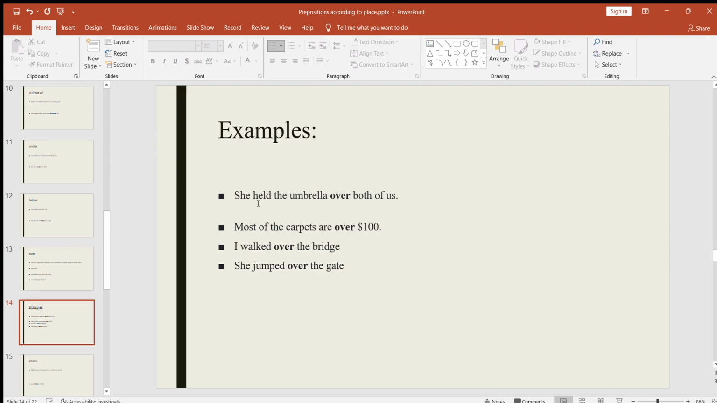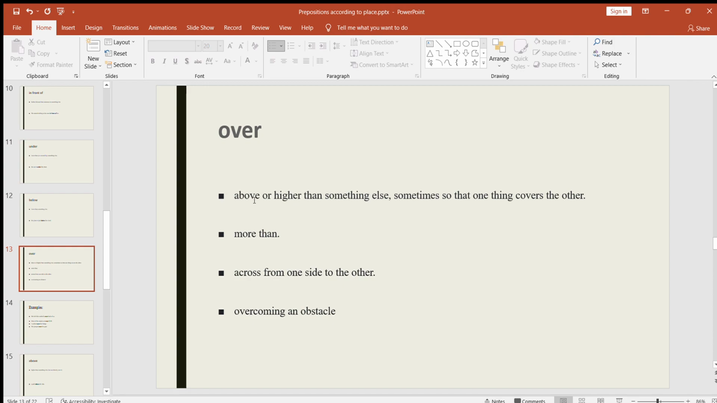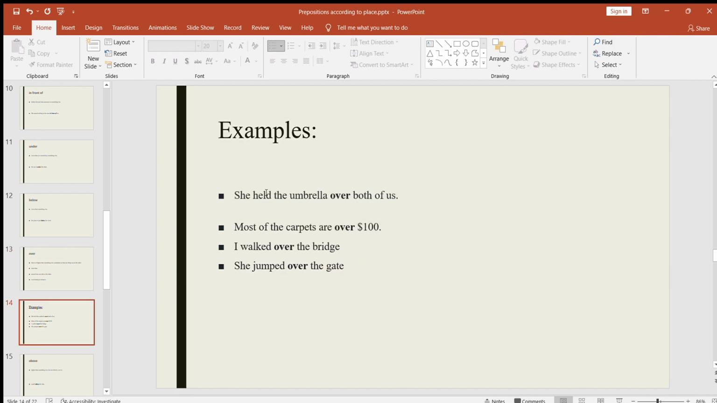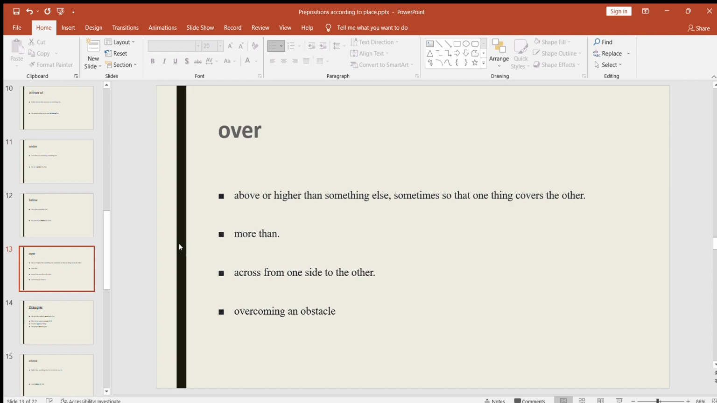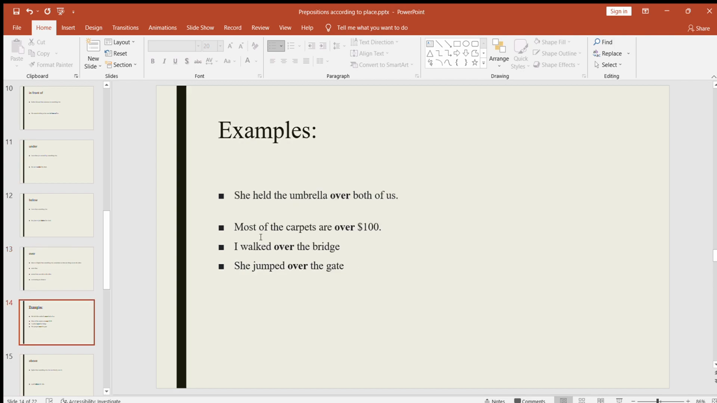She held the umbrella over both of us. Here we say above or higher than something else, sometimes so that one thing covers the other. It means the umbrella is covering both of the people in this example. Next one was more than required. Most of the carpets are over $100, meaning more than anticipated in this case.